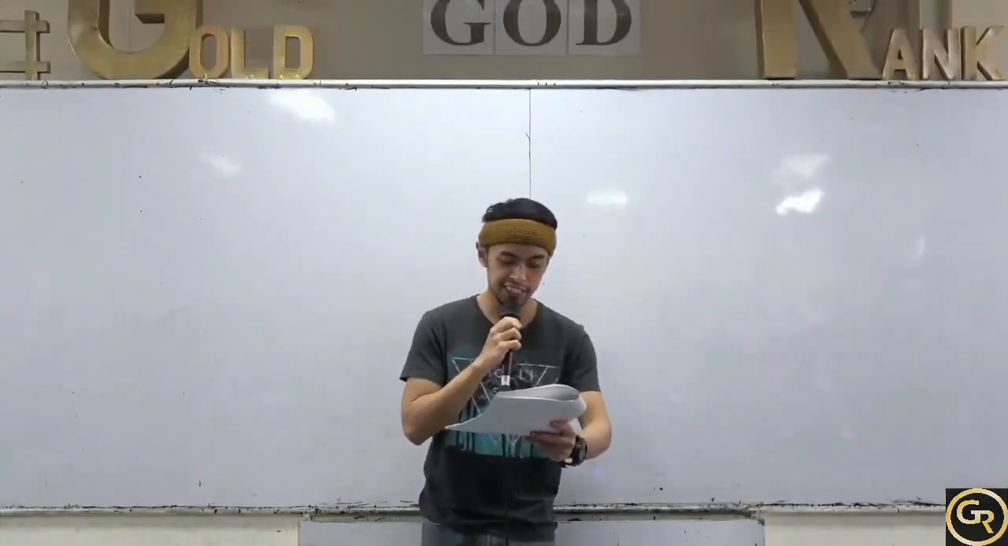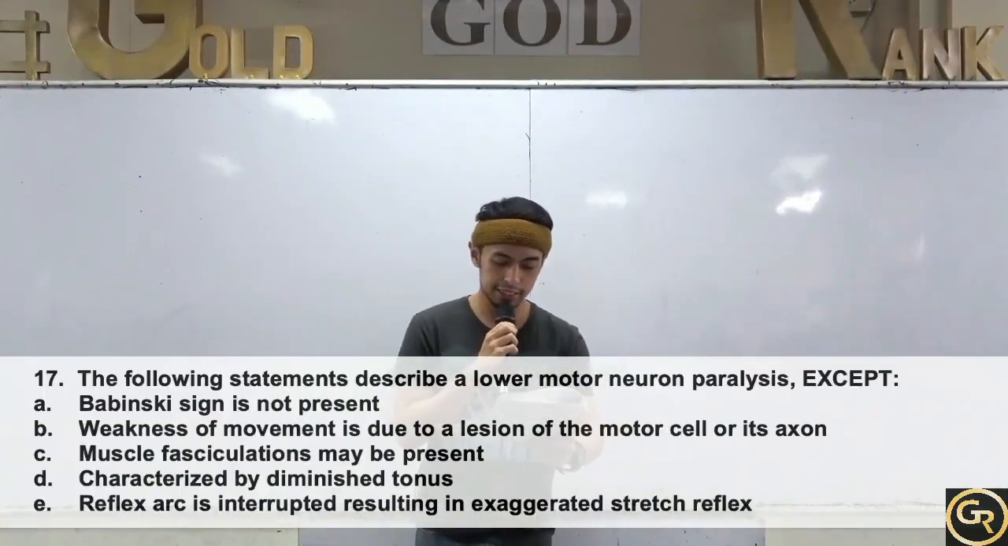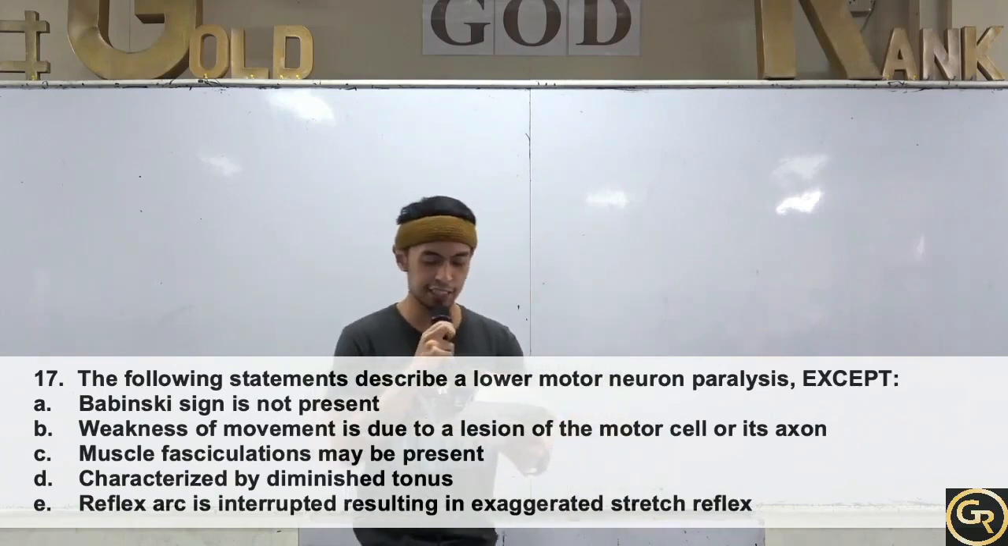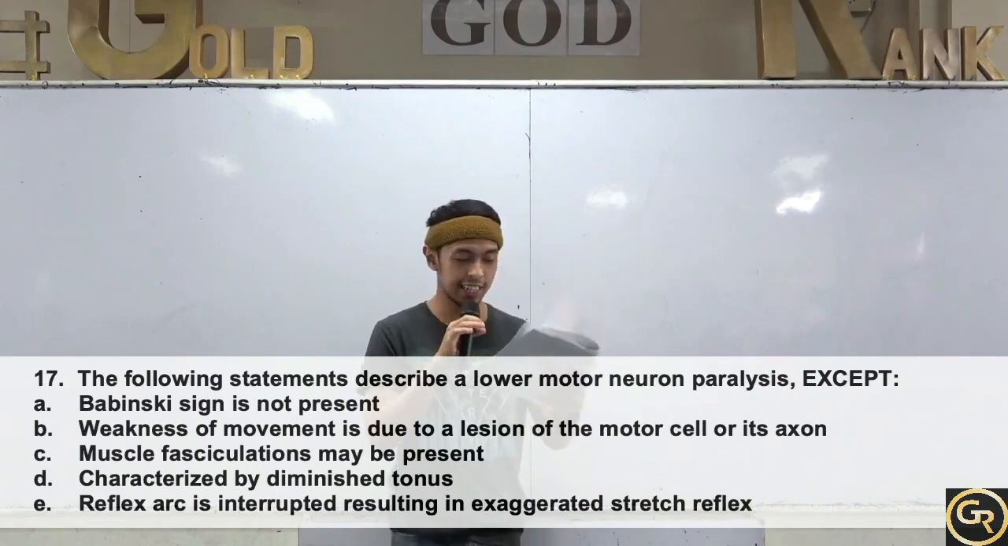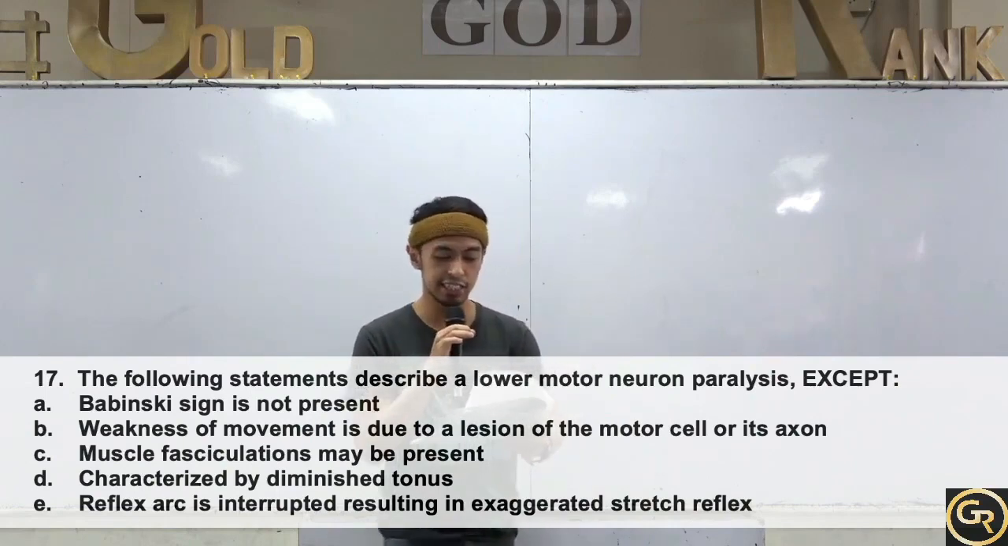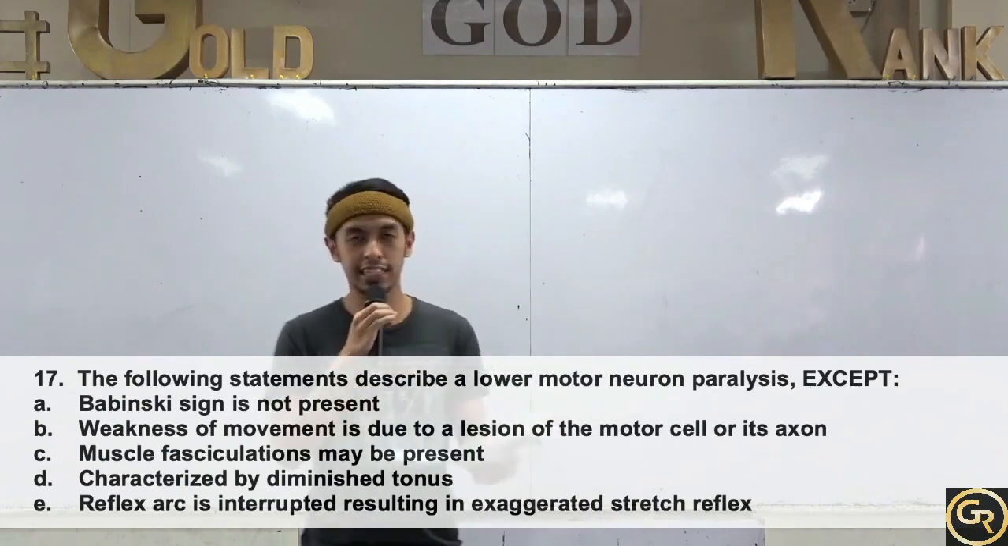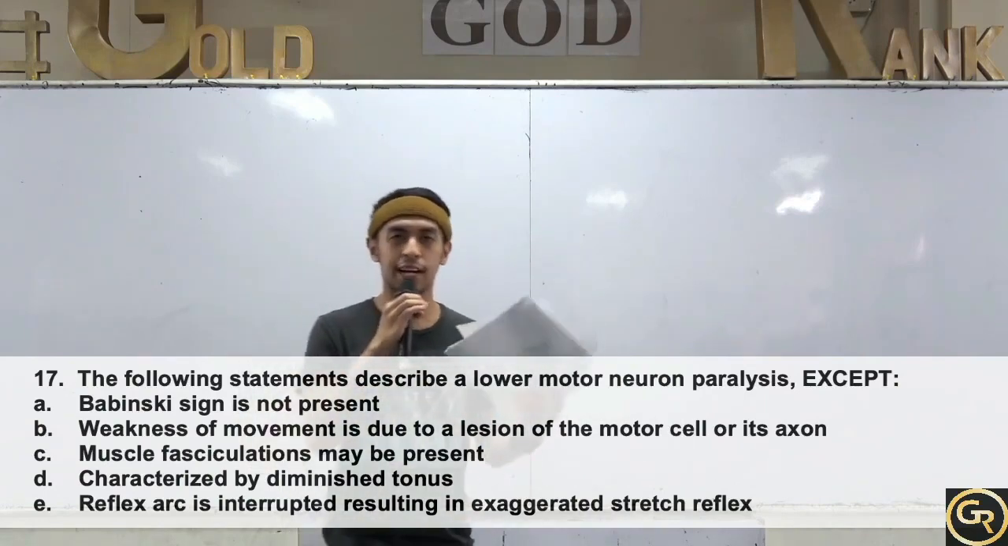Number 17. The following statements describe a lower motor neuron paralysis except. Let's check our choices. Letter A, Babinski sign is not present. Is this correct? Yes, you won't expect a Babinski sign in a lower motor neuron paralysis.